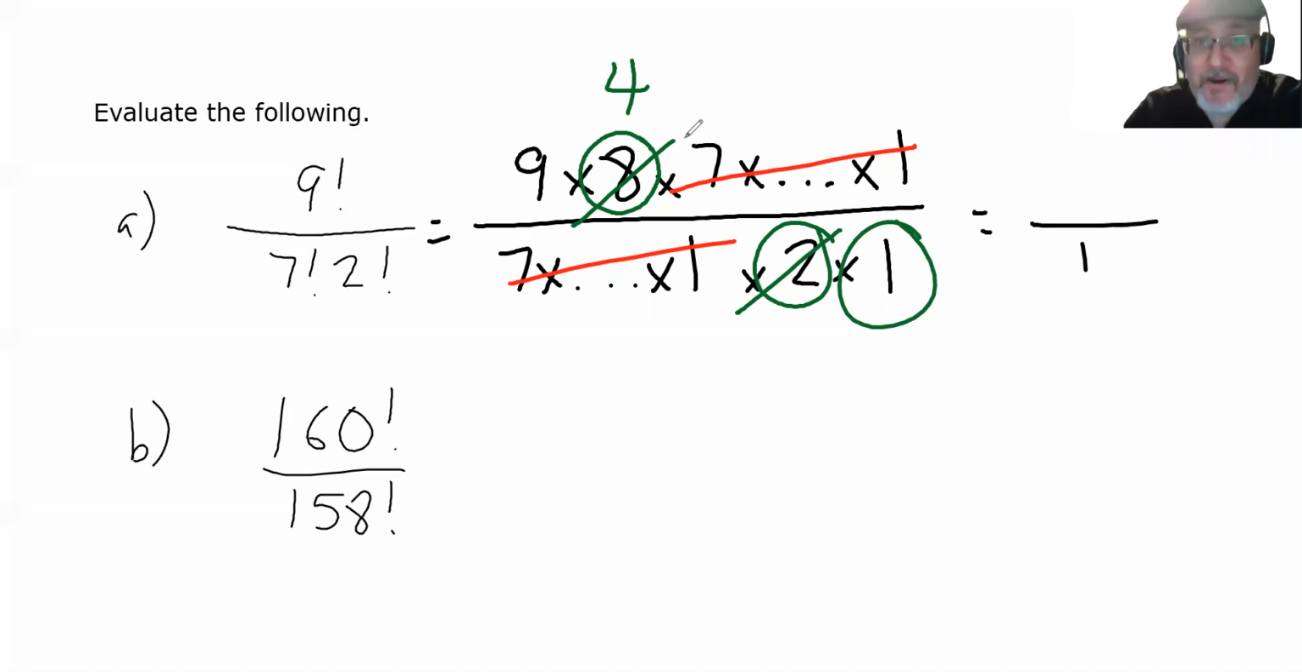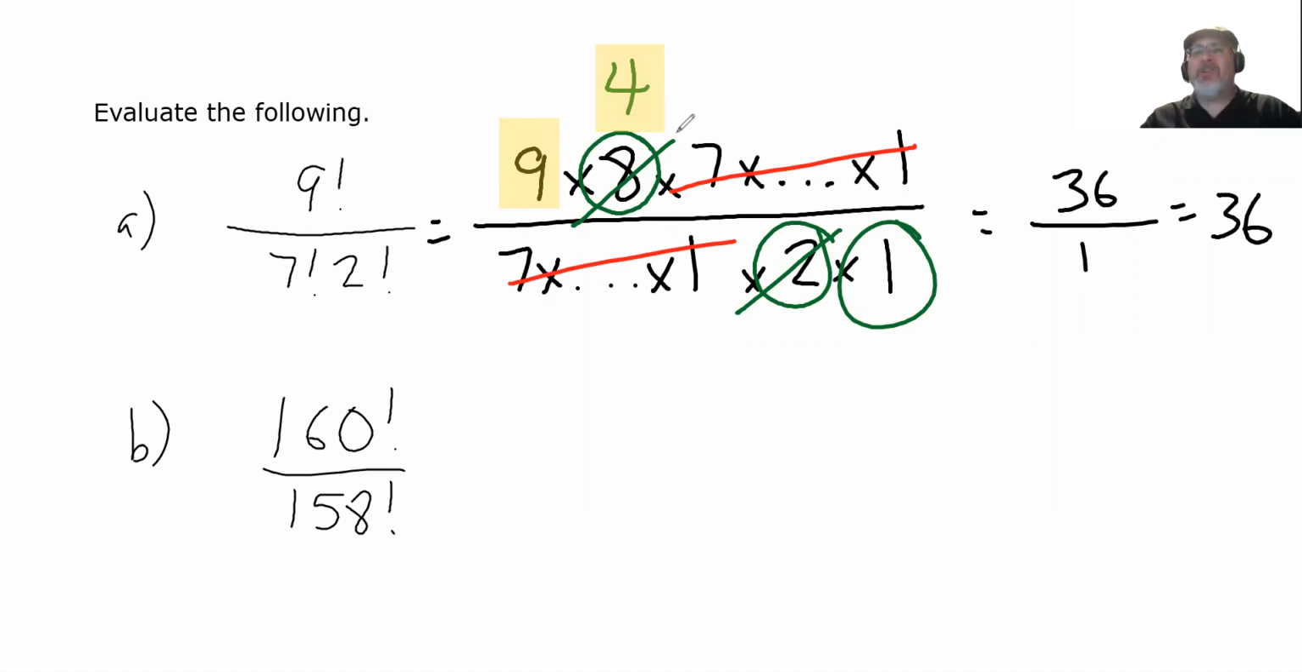But what number survived all the canceling on the top? That 9. And that 4, which was left over when I divided the 8 by the 2. Which leaves us 9 times 4, which is 36. This factorial expression is equal to 36. Now, if you're thinking I can't do all that, you're wrong. You can. What you're saying is I don't want to try to do all that.